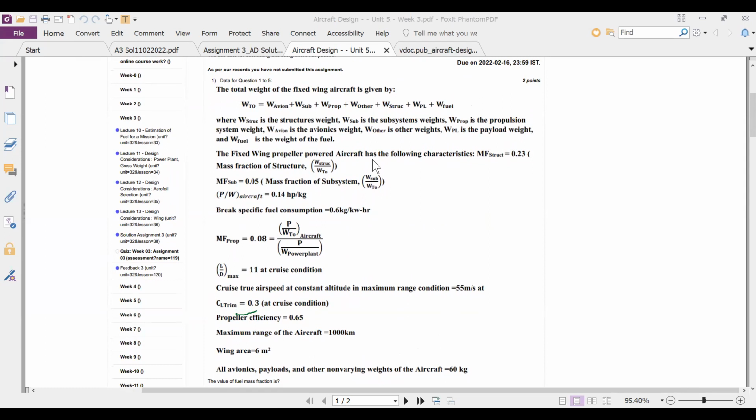Mihir Kulkarni got the right answer. Can you explain, Mihir, how did you get it? You also don't want to explain. Okay, Parth also got the answer. He missed the propulsion mass fraction.